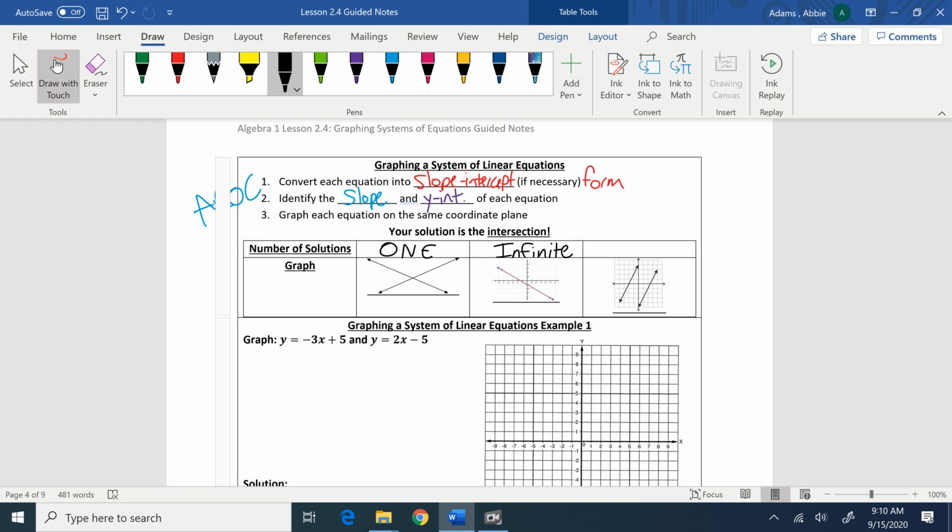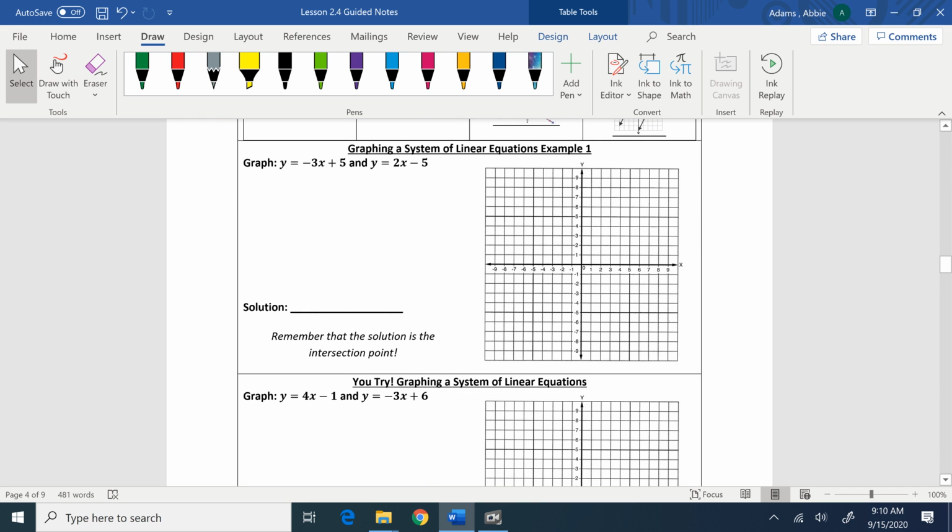And then you could have the possibility of no solutions. That means that these two lines don't touch. They have the same slope, but different y-intercepts. That means the two lines are parallel, so they will never intersect. So these are our three possibilities for solutions. So let's look into graphing some of these systems.